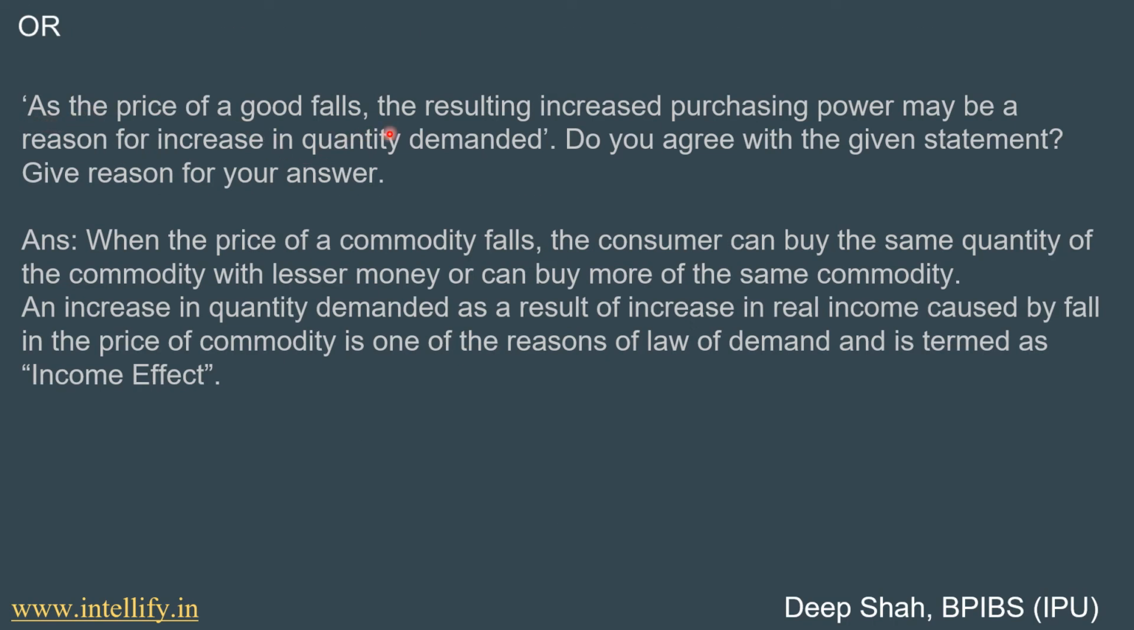As the price of a good falls, the resulting increased purchasing power may be a reason for increase in quantity demanded. Do you agree with the given statement? Give reason for your answer. When the price of a commodity falls, the consumer can buy the same quantity of the commodity with less money or can buy more of the same commodity. An increase in quantity demanded as a result of increase in real income caused by a fall in the price of the commodity is one of the reasons of the law of demand, and this can be termed as income effect. So the phenomenon questioned here can be termed as income effect.